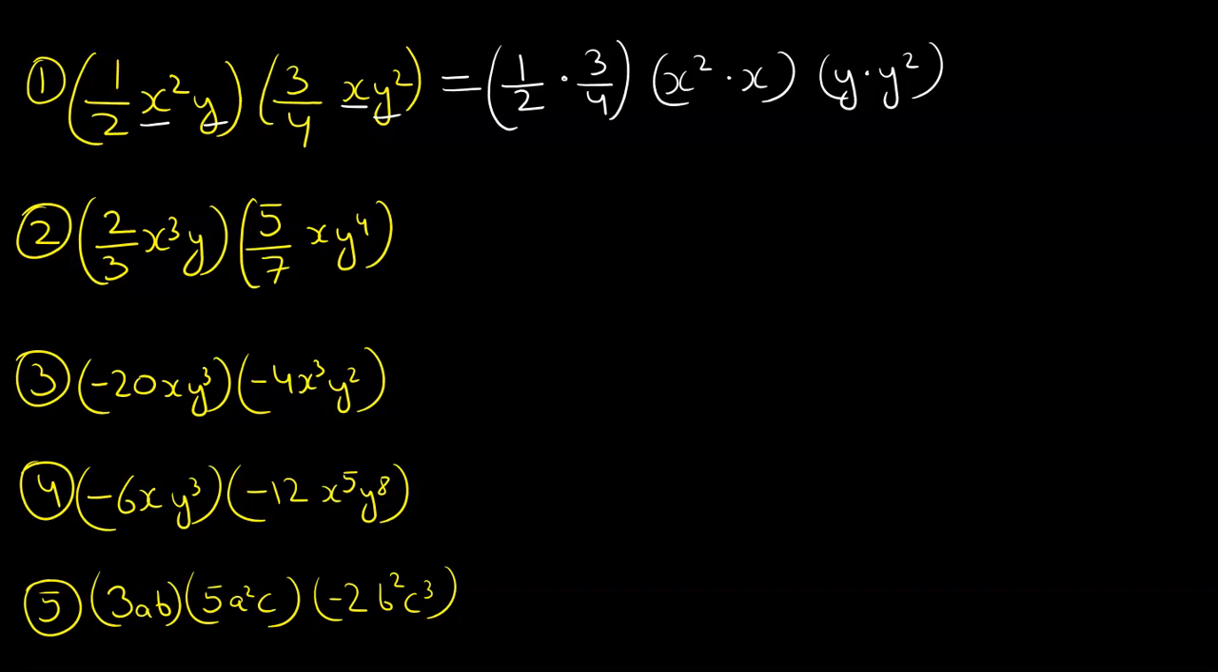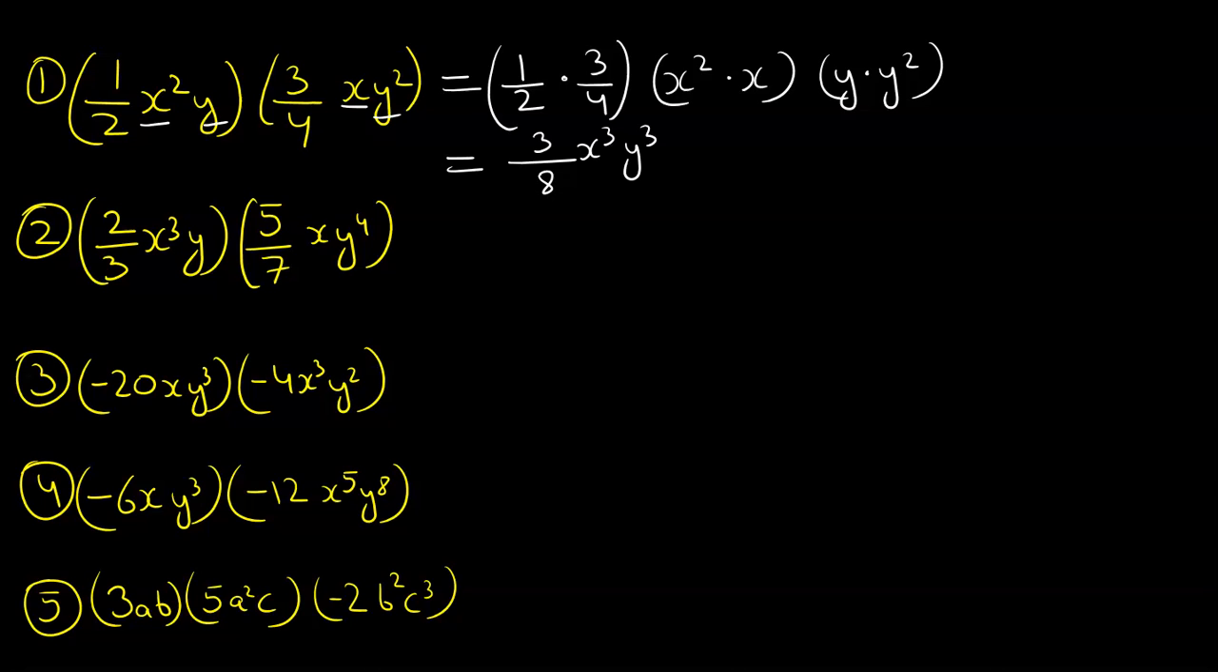Sometimes most of the students multiply x and y together. That doesn't work like this. We have to multiply the same variable with each other: x with x, y with y, z with z. So the answer for this one will be 1 times 3 is 3, 2 times 4 is 8, x square times x we get x cube, and y cube. And that is our final answer for this one.